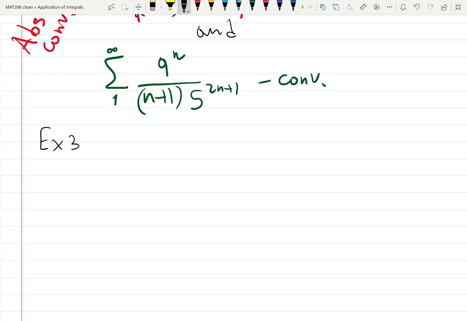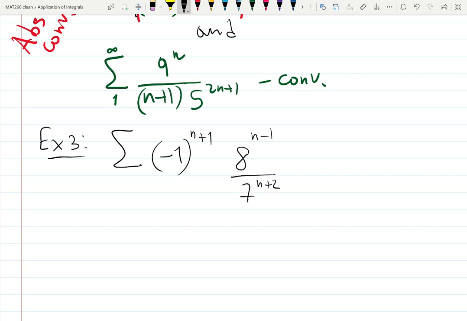Example 3, probably. What if we have everything? Let's see. Oh, actually, it's still just lots of polynomials. It's fine. Minus 1 to the n plus 1, 8 to the n minus 1, all over 7 to the n plus 2, and also all over n plus 2 cubed. Like this. That is your homework problem. It's not as scary as you think, actually. Mostly it's algebra and then actual calculus. But that's what scares people a lot, the algebra part.